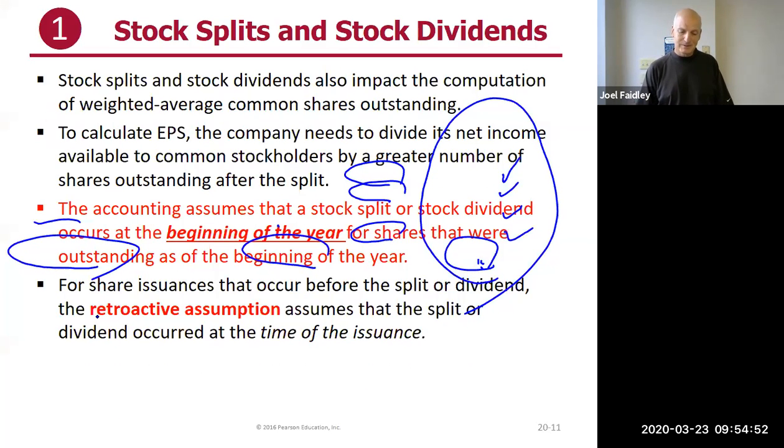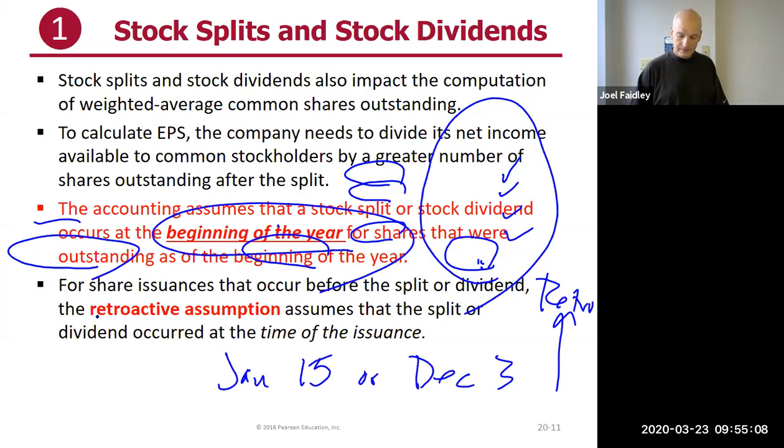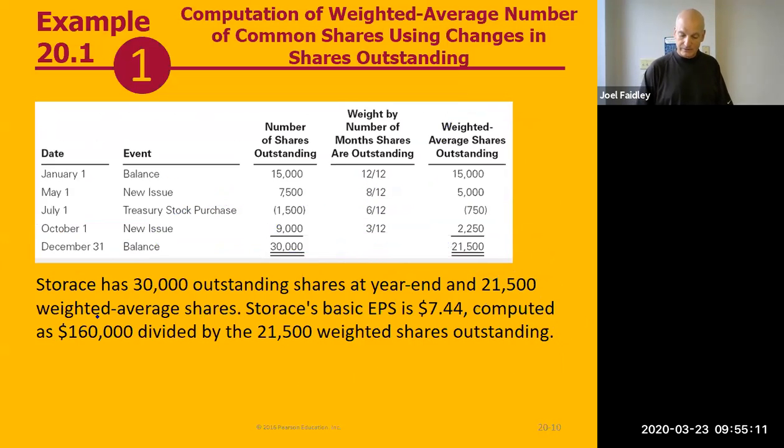All right, so stock splits and stock dividends, like I just pointed out. The assumption is it's beginning of the year. Doesn't matter when it occurs. If it's January 15th or December 3rd in the year, it's retroactive to beginning of the year. Retroactive. That's what's going to make that exercise a little more complicated if, in fact, we had a stock split thrown into this.